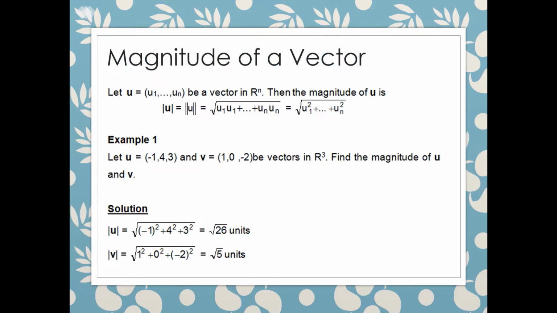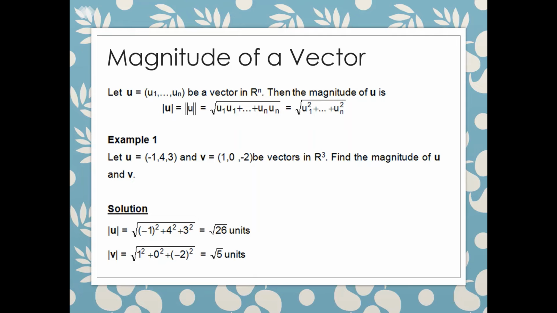Magnitude of a vector refers to the length of the vector. The magnitude of a vector U is denoted by modulus U and defined by the formula of the square root of the sum of all components squared, that is equal to the square root of U1 squared plus U2 squared plus so on.